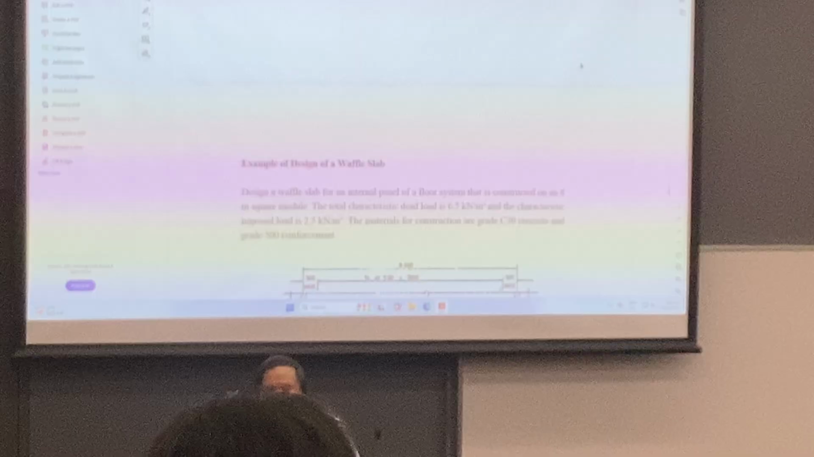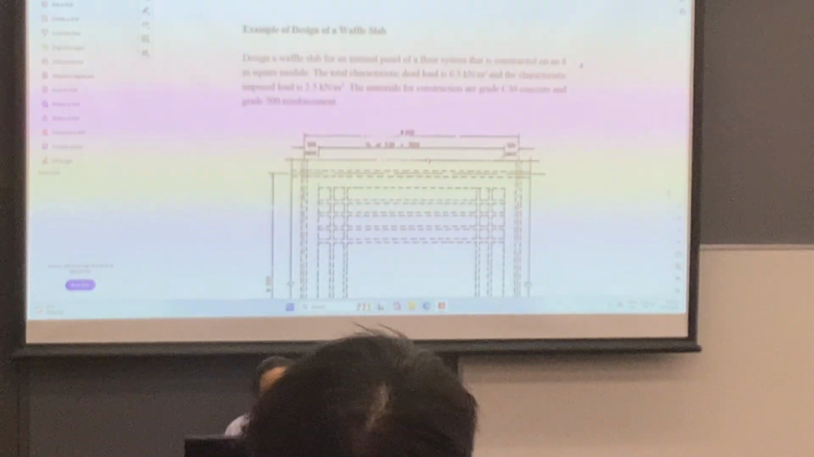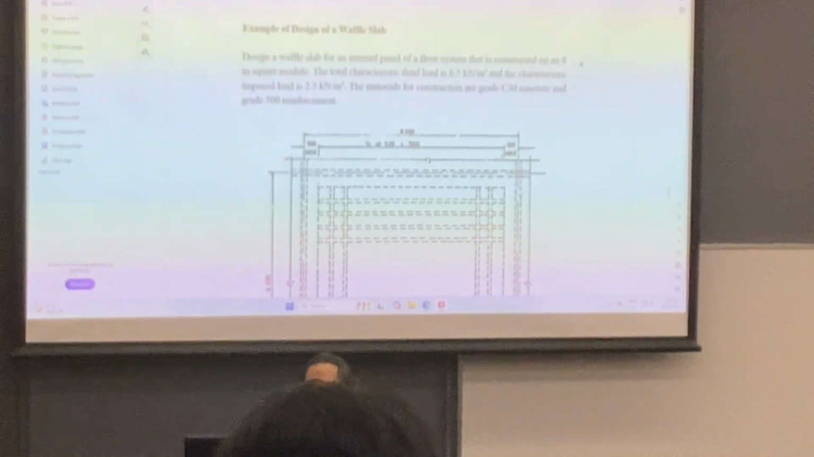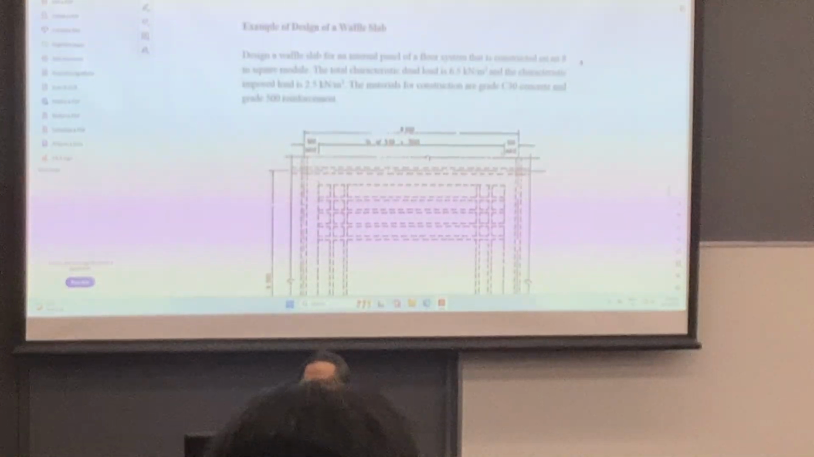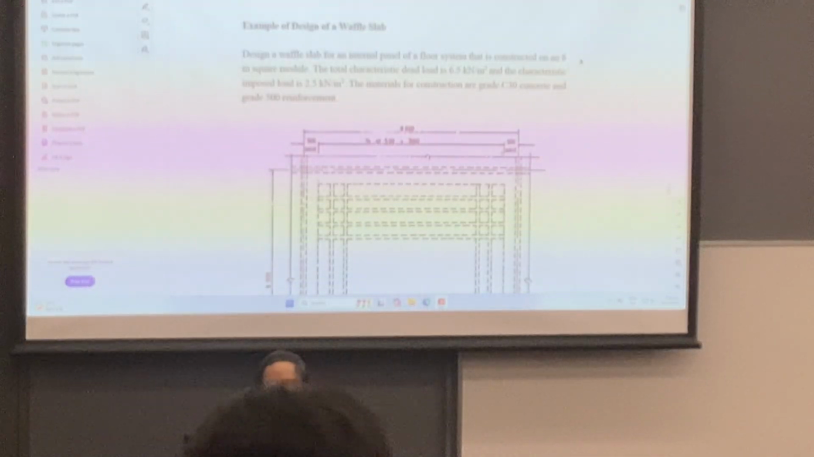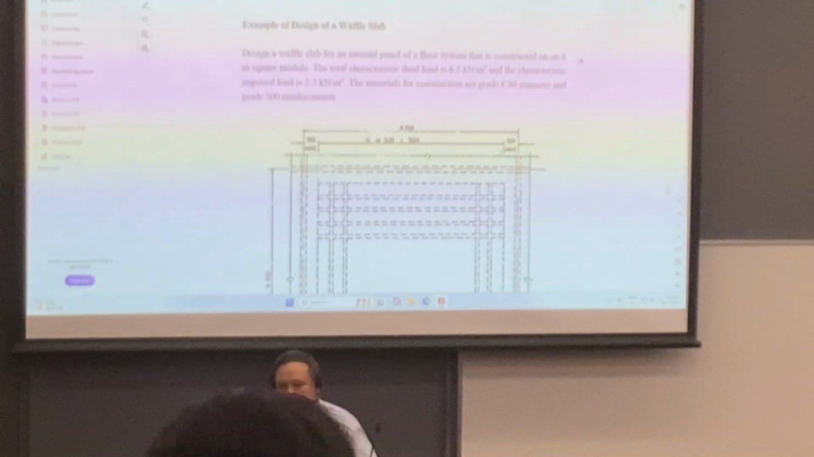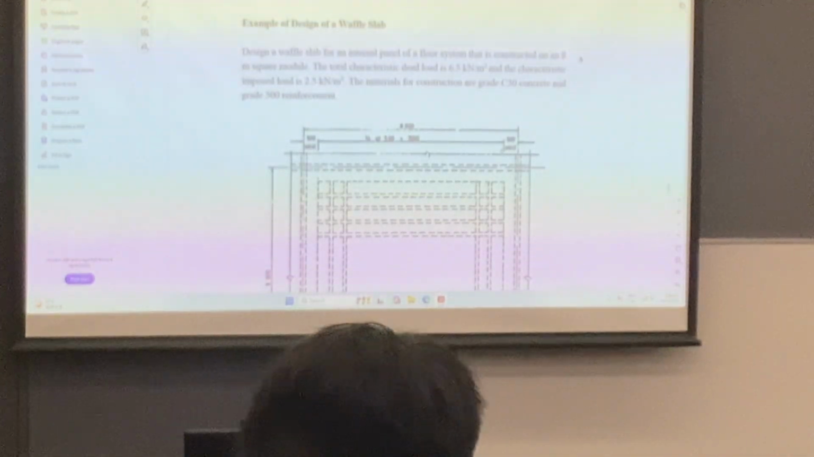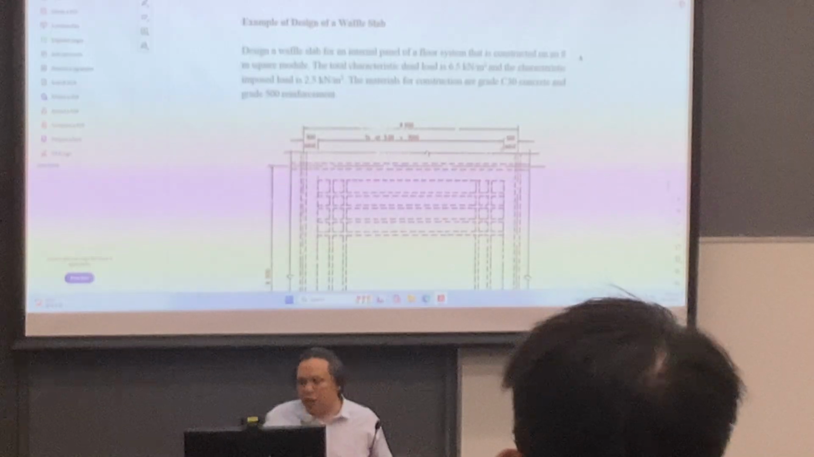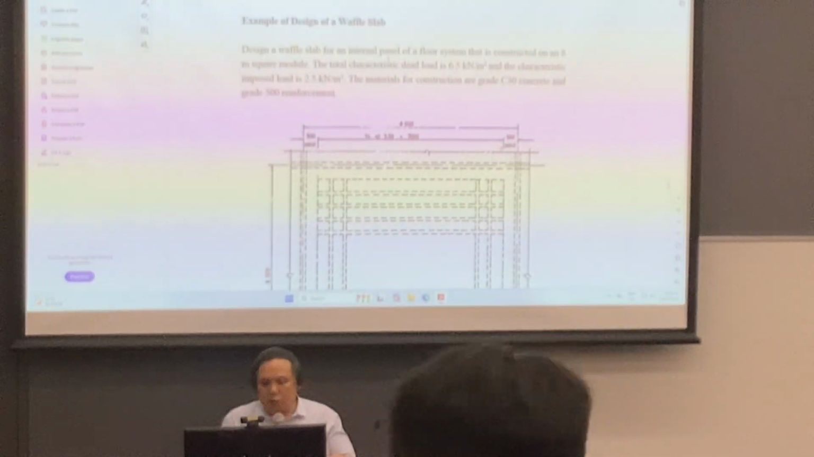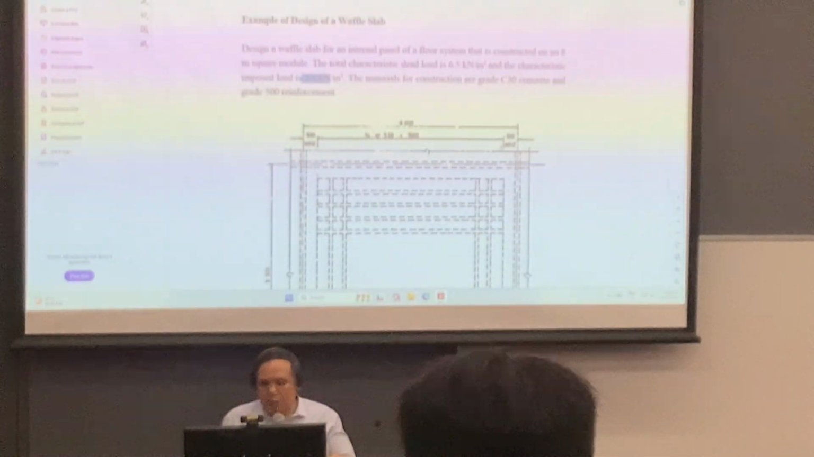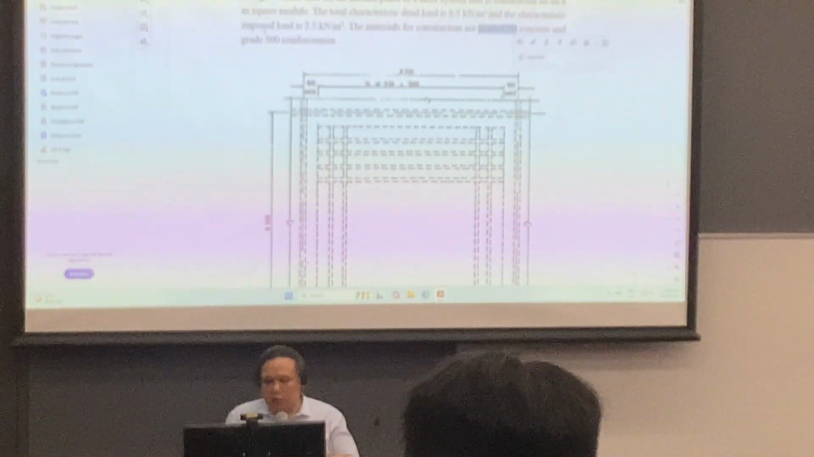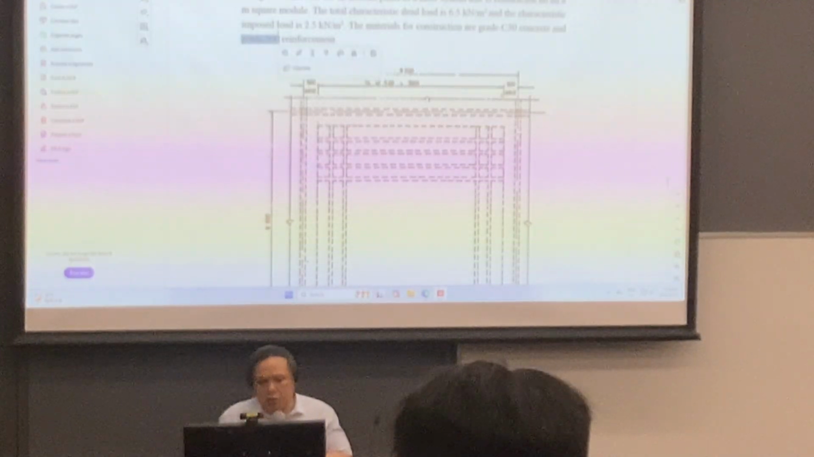So these are the values that we have found, and this is the example that we are going to go through. We are going to design a waffle slab for an internal panel of a floor system that is constructed on an 8-meter square module. The total characteristic dead load is 6.5 kilonewton per meter square, and the characteristic live load, or imposed load, is 2.5 kilonewton per meter square. The concrete grade is C30, and the steel is grade 500.